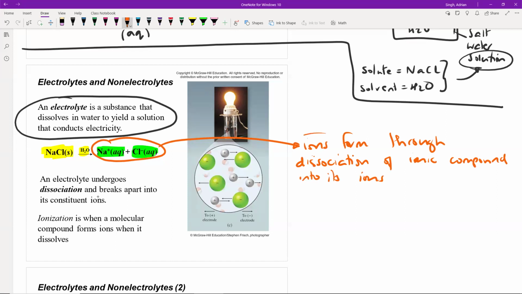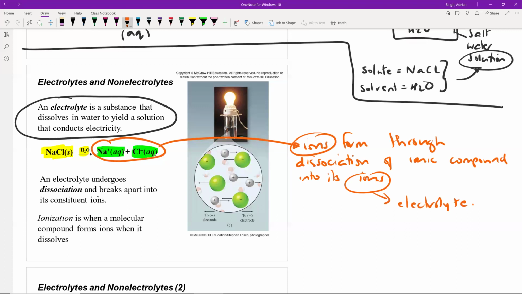Yeah, and the fact that we have these ions present then allows this to conduct electricity. This then can make it an electrolyte. So in other words, in order for something to be an electrolyte, we need to have ions present, things that are able to conduct an electric current.